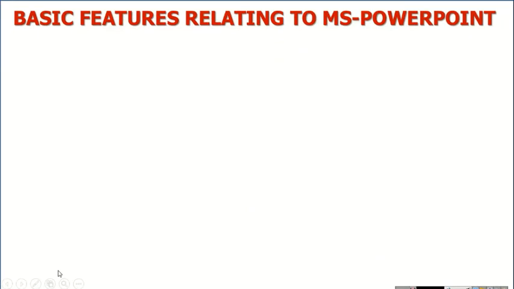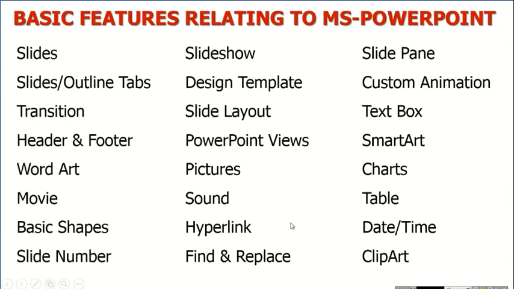Now let's look at the basic features of MS PowerPoint. There are so many exciting and attractive features that will make your work so dynamic. Here are the features of MS PowerPoint. We have the slides, slideshow, slide pane, slides/outline pane, design template, custom animation, transition, slide layout, text box, header and footer, PowerPoint views, smart arts, word art, pictures, charts, movie, sound, table, basic shapes, hyperlink, date/time, slide number, find and replace, clip arts, and many others. So many others. But these are the basic ones.